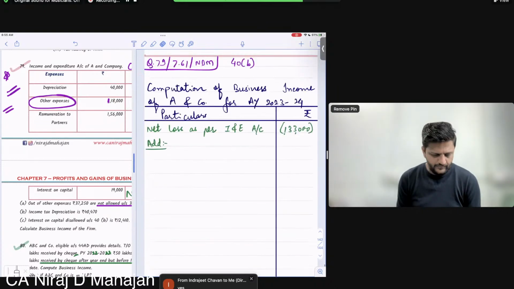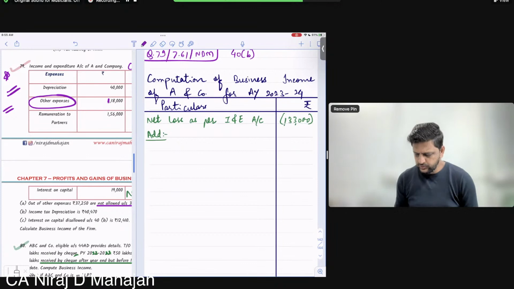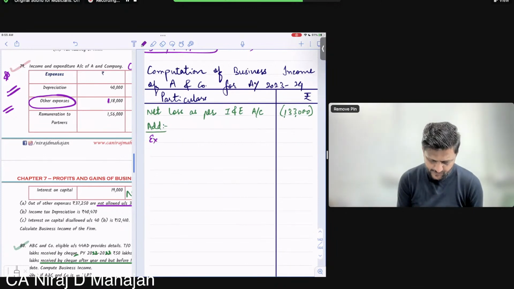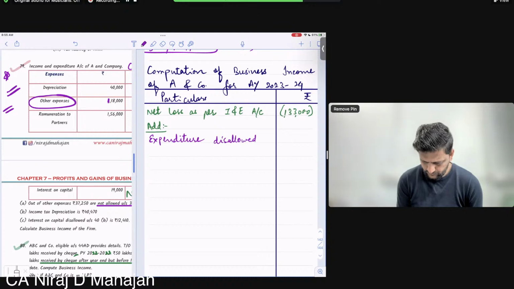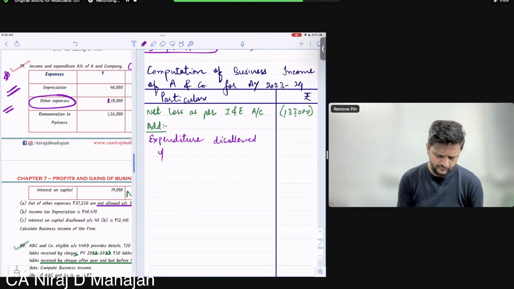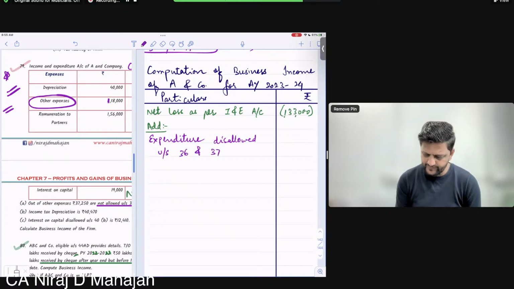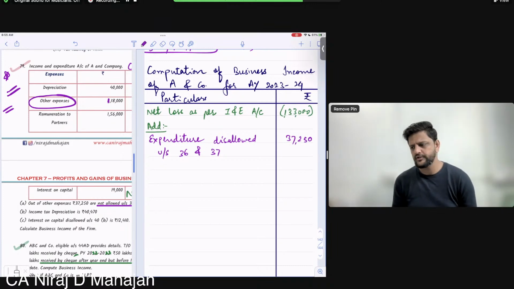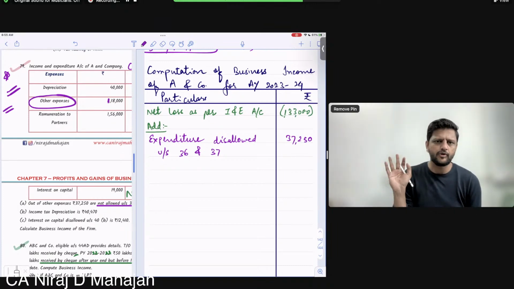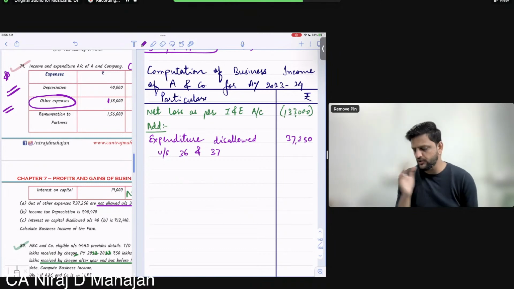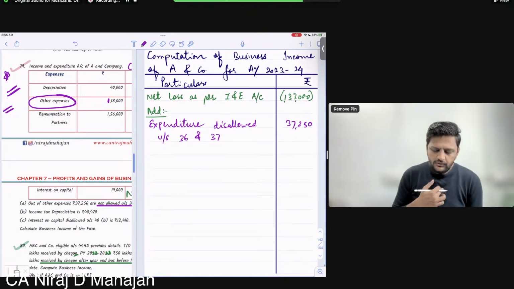So disallow. First part, expenditure disallowed under section 36 and 37. 37, 250. Don't put it in bracket now. Whatever you've done, we are doing the same logic only. Did I reduce my profit or did I reduce my loss? I reduced my loss.